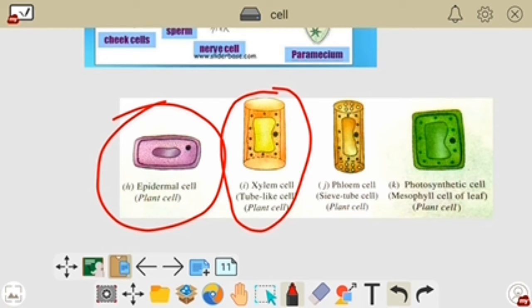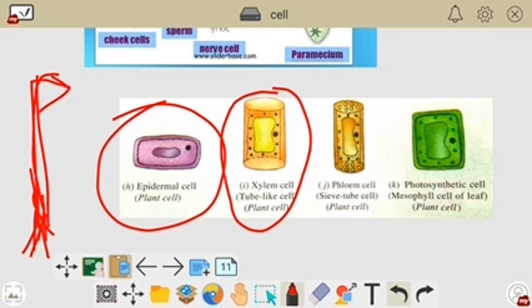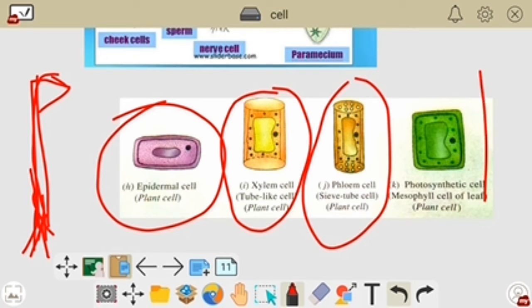What is the function of xylem cell? Xylem cell is a thick and strong tube-like thing. It carries water and minerals from the soil with the help of roots, and transmits them to the leaves of the plant. And what is the phloem cell? Phloem cell is a thin tube-like thing, but it is not that strong. Its function is to carry food from the leaves to the body parts. This is the function of phloem.